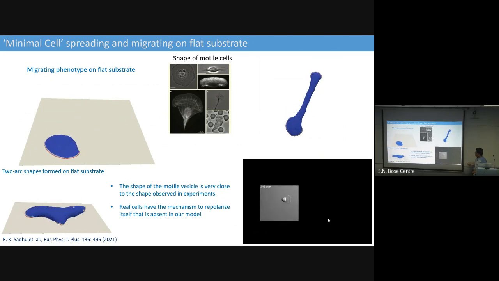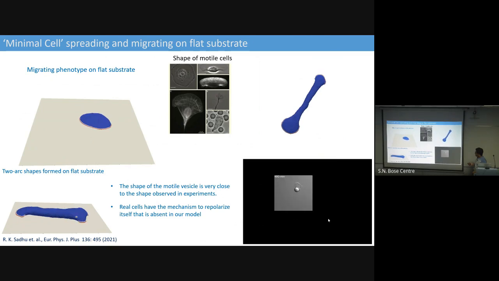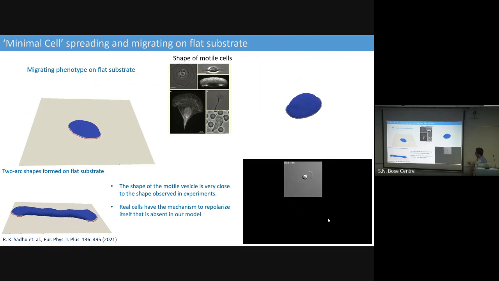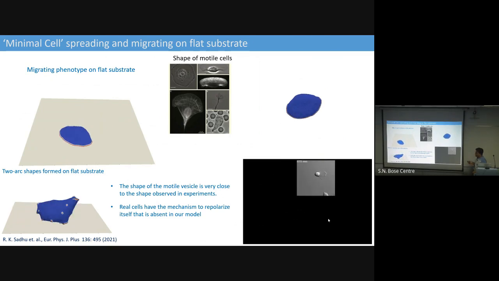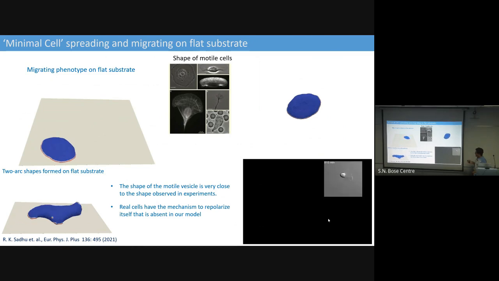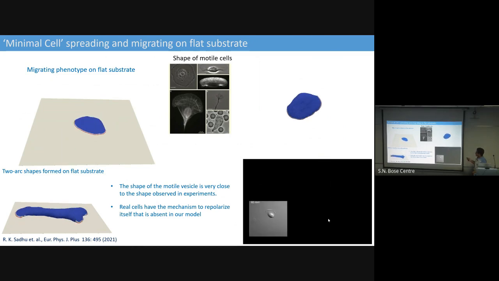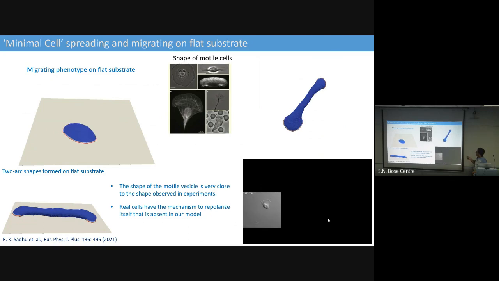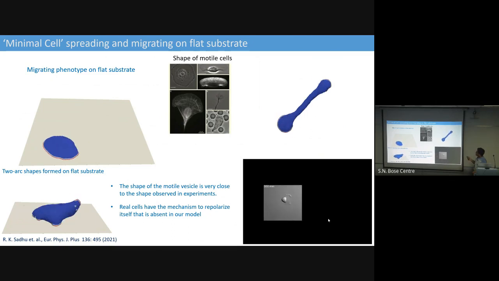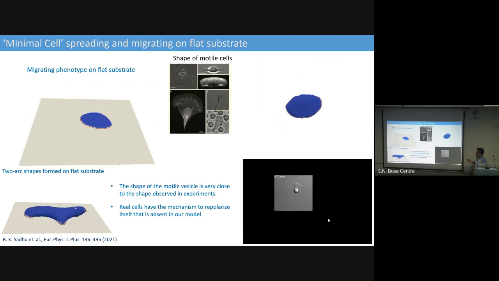In real cells also, this kind of dynamics has been seen, but you can see that they again repolarize. So there is some kind of signaling mechanism in real cells that repolarizes, but in our model this is not there. So once this motile vesicle becomes non-motile, it cannot regain its motility property.